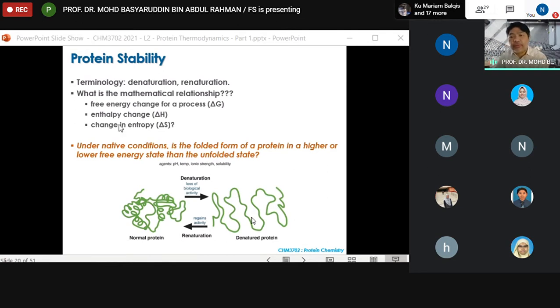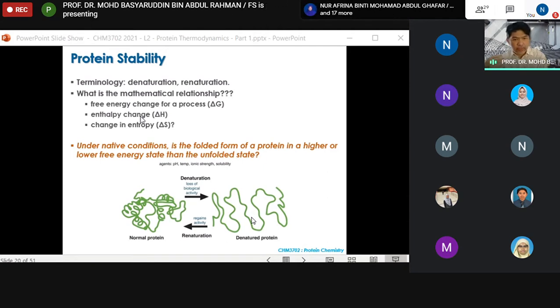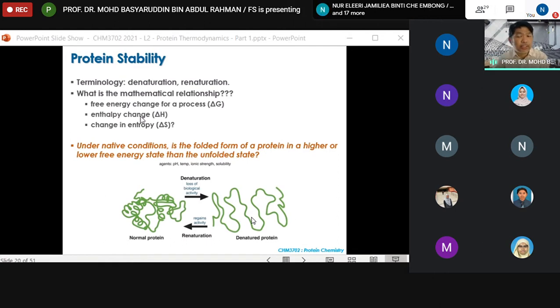Then we also have the enthalpy change. When you talk about enthalpy, what can you relate to? Because if you remember from our discussion previously, it always relates to the chemical bonds or interactions. So for enthalpy change, what does it relate to? Is it van der Waals interaction, or is it related to hydrogen bonds? This is something that we're going to discuss shortly.